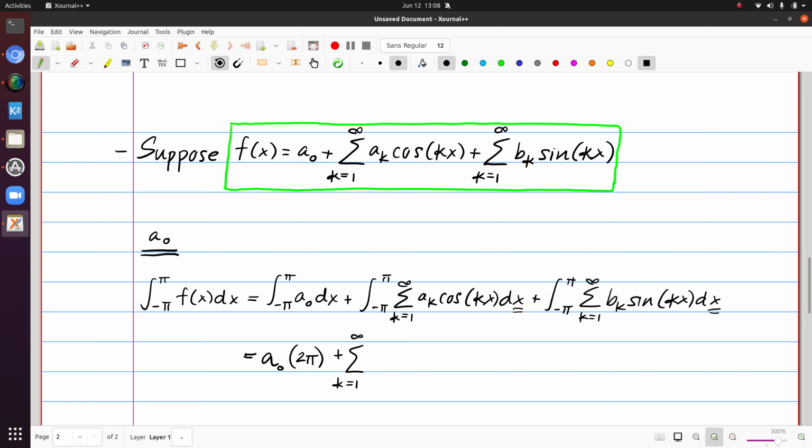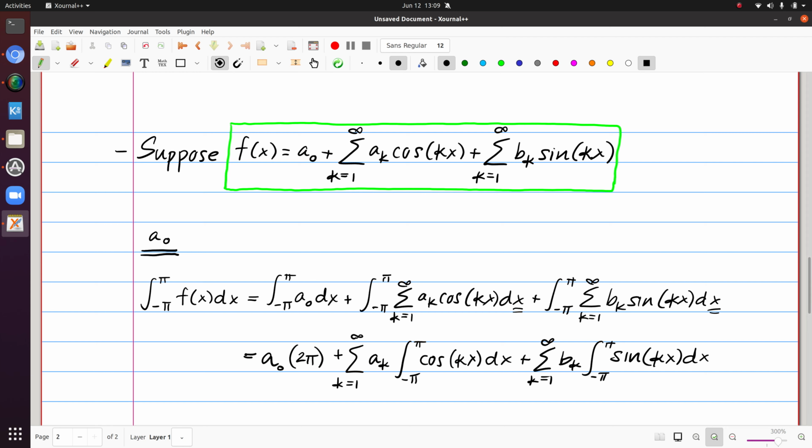So to be clear, I could just write the integral of ak cosine kx here. However, the a sub k does not need to be inside of the integral. And so this is one way I could rewrite that middle term, and then I can do a very similar thing for the last term, expressing this as the sum of b sub k times the integral from minus pi to pi of sine of kx.